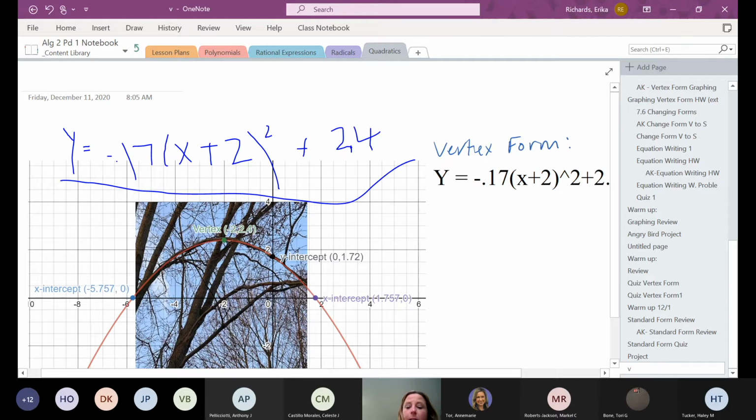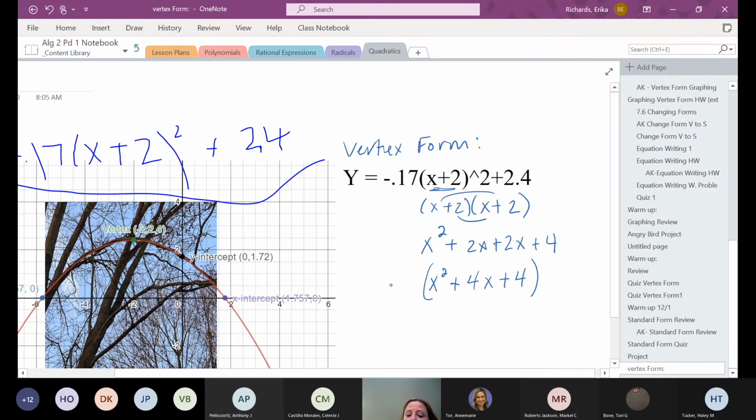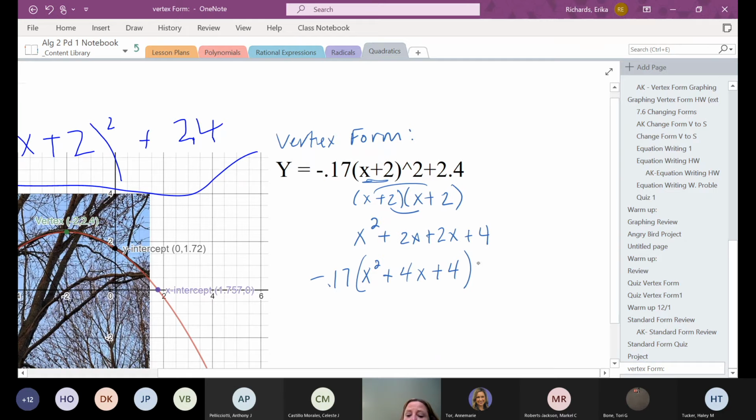Okay. Then underneath of this, I will change this to standard. And I'm going to show you one time on the video how you do it, and then it's recorded. Here needs to be expanded. So (x plus 2)(x plus 2), x squared, 2x, 2x. Now remember, yours is going to be different, but you're going to be able to figure out that you do whatever in here first. So I get x squared plus 4x plus 4. Now that's in parentheses with a negative 0.17 outside and a 2.4 on the outside.